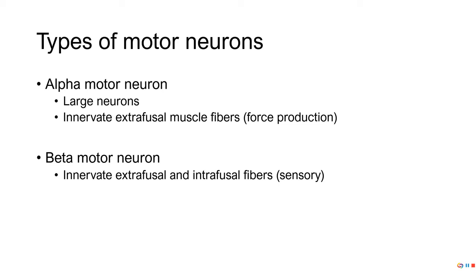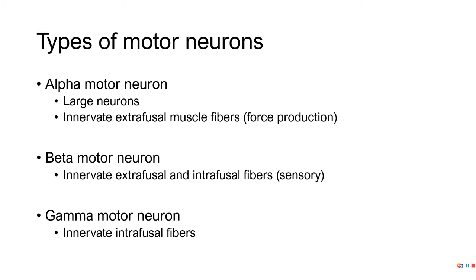What we mean by extrafusal is the muscle fibers that you think of. And then we've got these intrafusal fibers, which get tied into, or are, sensory. That's where muscle spindles, for those of you that have heard of them, are a type of intrafusal fibers. They're deep inside the muscle. And then we've got gamma motor neurons that only innervate intrafusal fibers. Those are the 3 main types. Oftentimes we'll talk about alpha and gamma. I don't talk about beta very often.